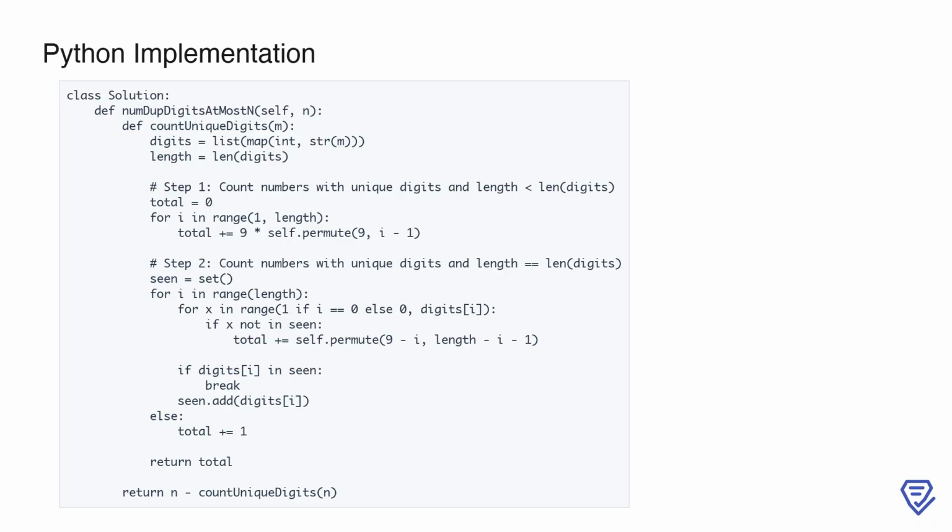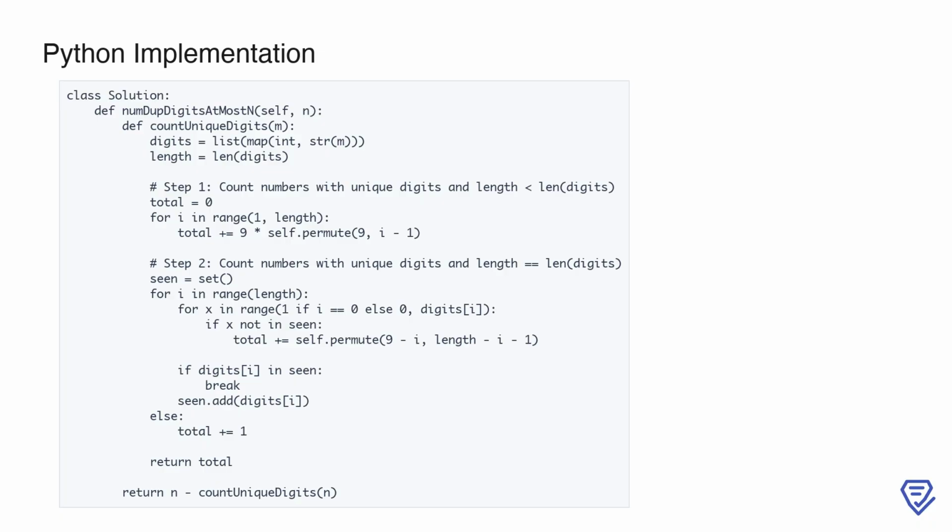The process starts by counting numbers with unique digits whose lengths are less than the number of digits in m. For each possible length, we calculate the combinations starting with any non-zero digit, followed by permutations of the remaining digits. This is achieved using the permute method, which we'll define shortly.